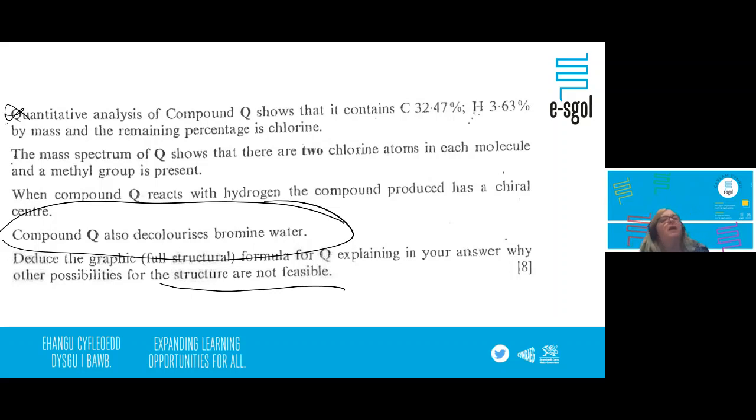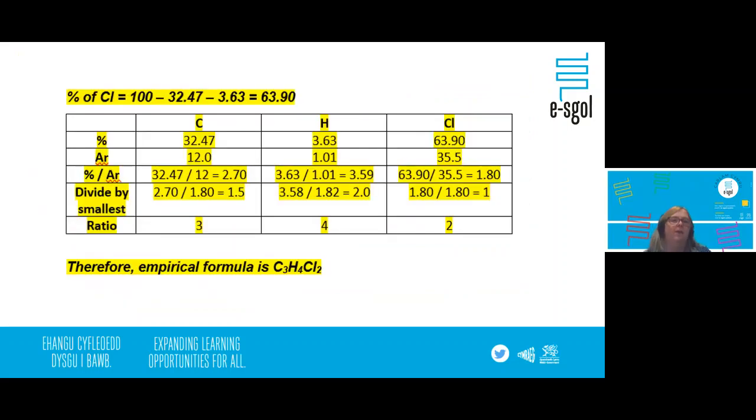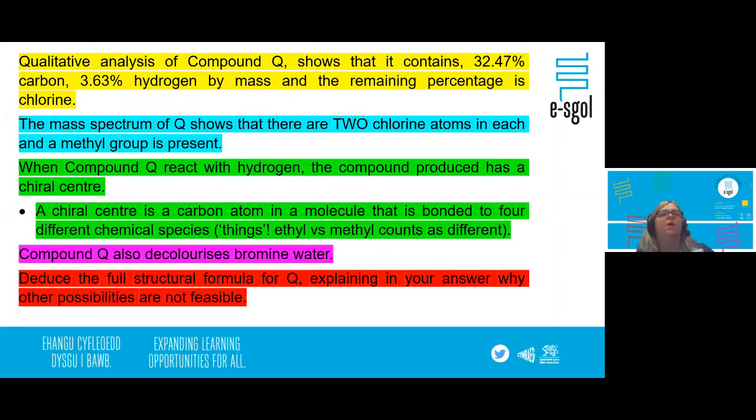So I'm going to start on that yellow there, which is the qualitative analysis. All of you should be hopefully really, really confident in qualitative analysis and how you work out empirical formula. Hopefully, okay? So from that yellow evidence, first thing to note, they didn't tell you how much was chlorine, okay?